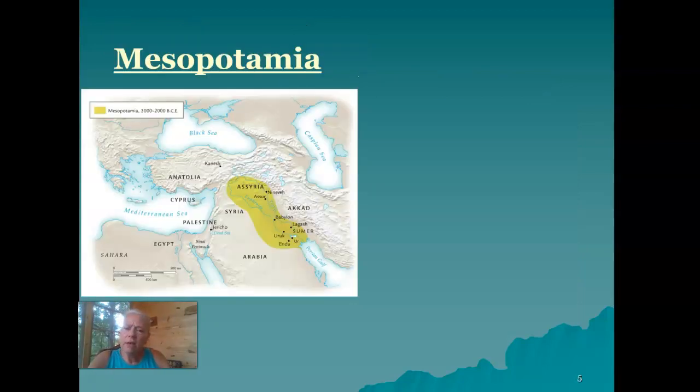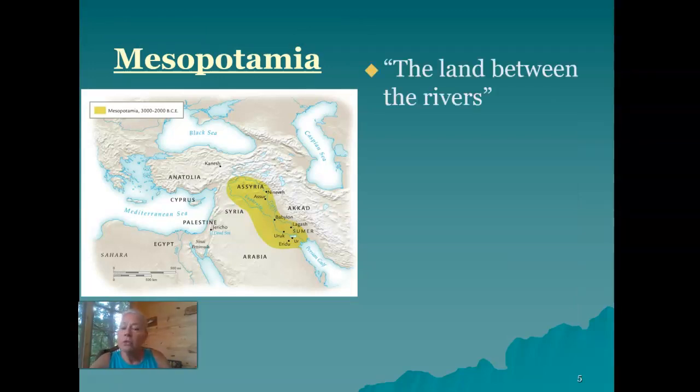So Mesopotamia is highlighted here in sort of a yellow-green color. The word Mesopotamia means the land between the rivers. It is located in modern-day Iraq, and there has been a lot of archaeological evidence uncovered in the area known as Mesopotamia.